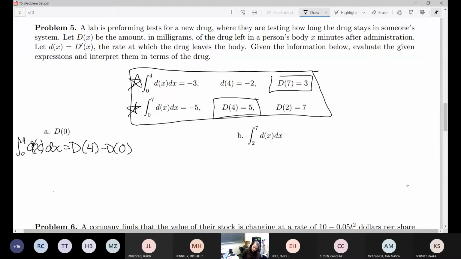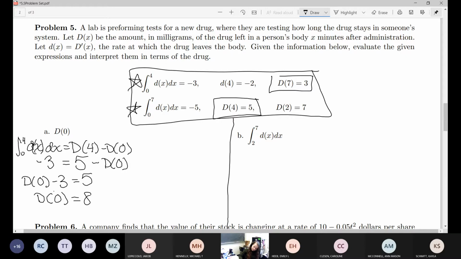So if we do a little bit of algebra here, let's plug in the values that we know. We know that the integral value is -3, and D of 4 is given to us to be 5. So if we do some algebra here, say we add D of 0 over to the other side, and then we add 3 over to the other side, we end up with D of 0 is 8. And let me just do the other way as well.